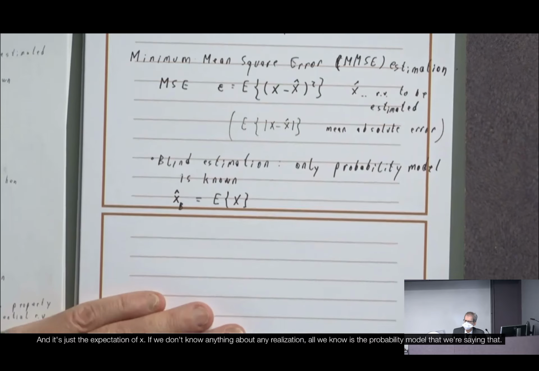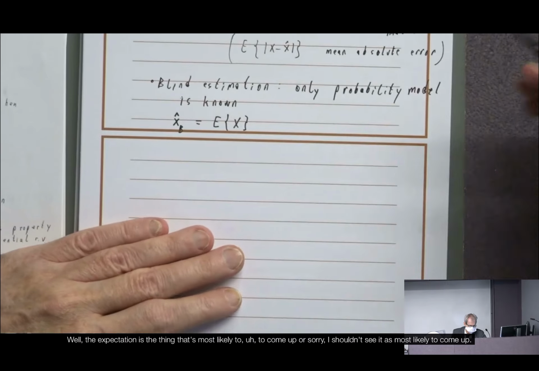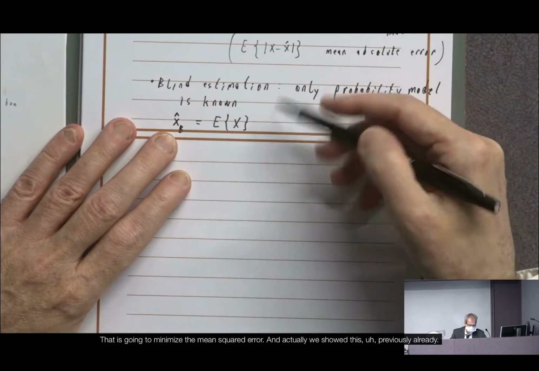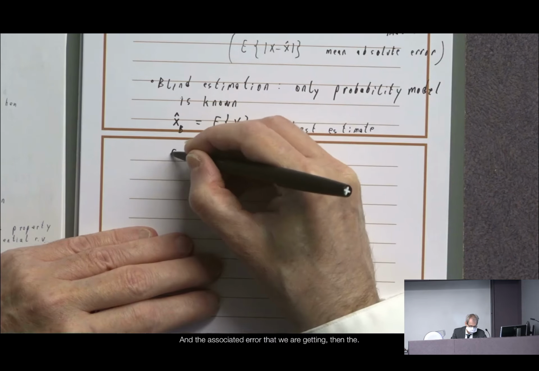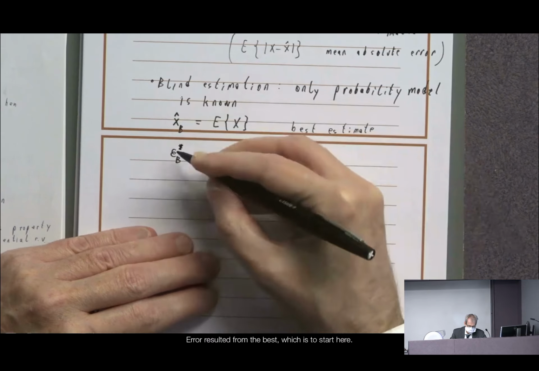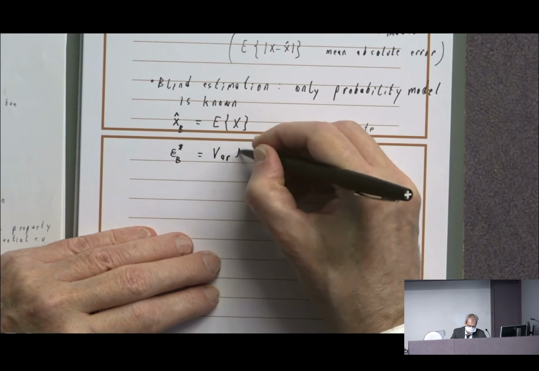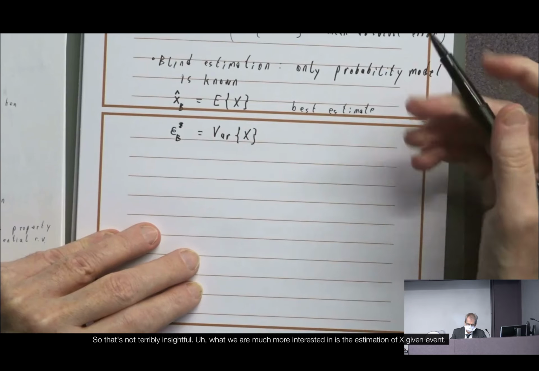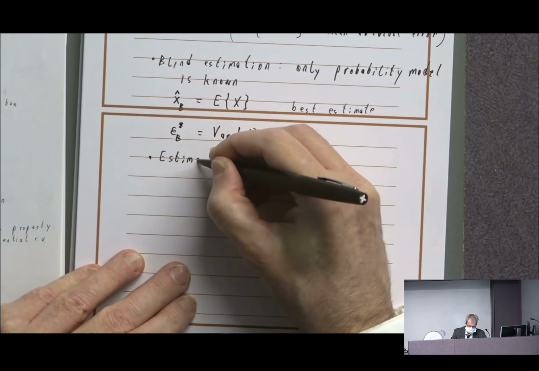If we don't know anything about any realization, all we know is the probability model, then the expectation is the thing that is going to minimize the mean square error, and actually we showed this previously already. And the associated error that we're getting, the error resulting from the best blind estimate, is just the variance of x. So that's not terribly insightful. What we are much more interested in is the estimation of x given an event.